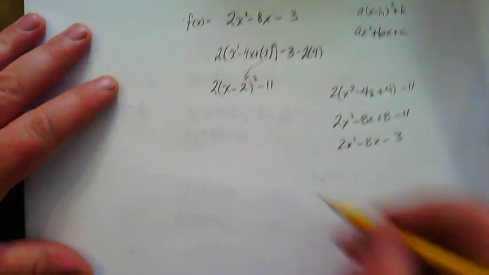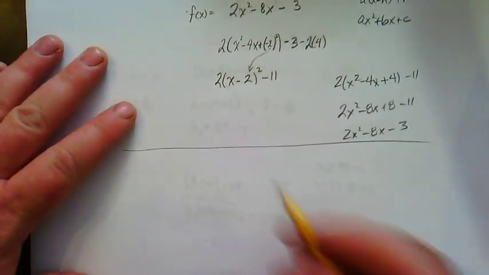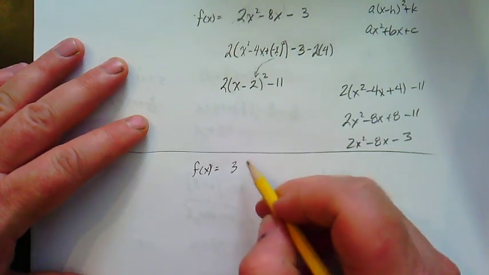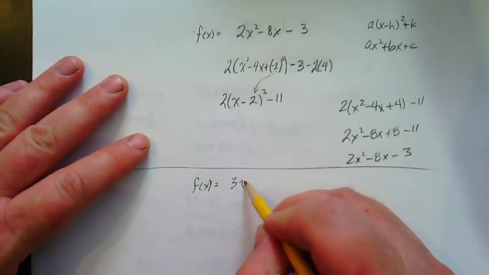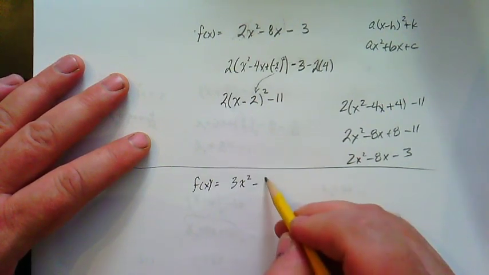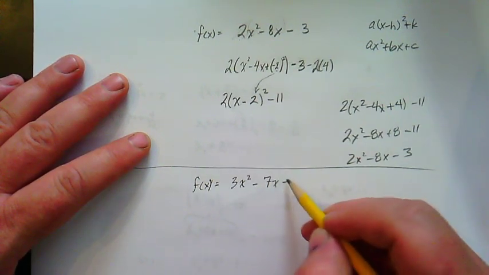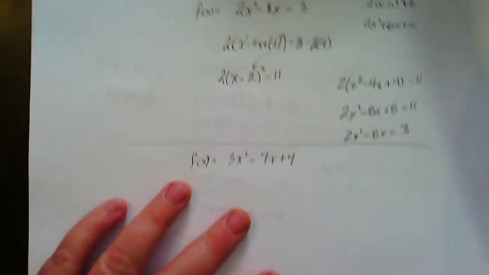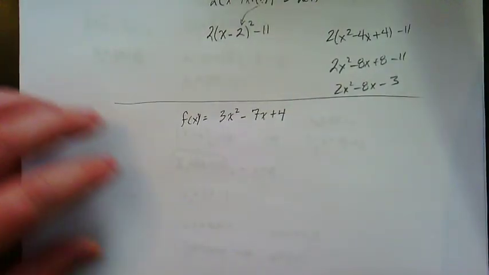All right, so here's the ugliest one that we've got, right? So let's say we had f of x equals 3x squared minus 7x plus 4. So that's about as ugly as it's going to get right there. So let's do this one right here together, right?